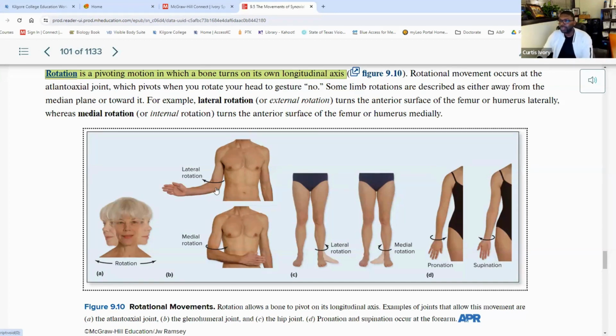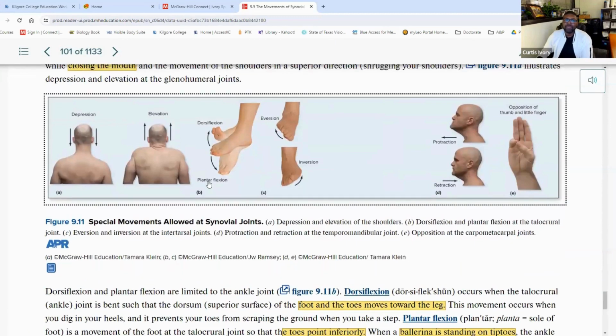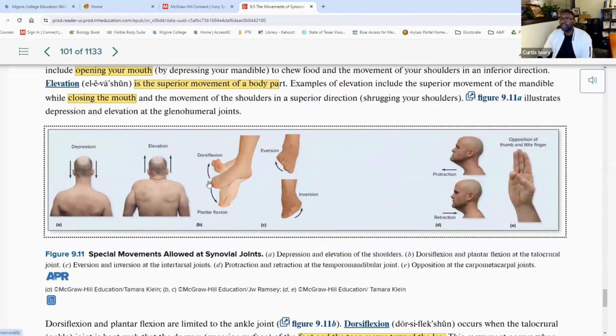And then rotation, of course, is just turning. So you can rotate your head. Rotation just means turning. You can have elevation and depression. When I think about elevation, I think about going up, like an elevator, right? So let's say I put my shoulders up and now let my head go up. That is elevation. If I make my head go down, that is depression.